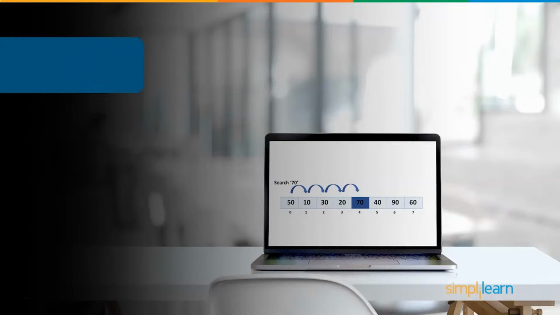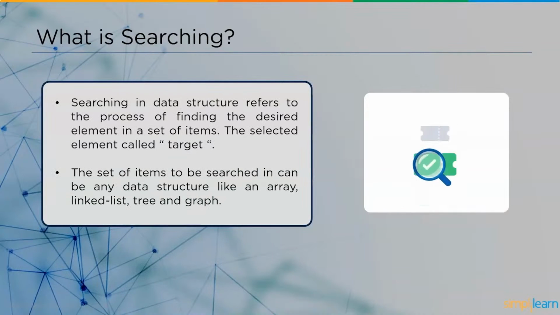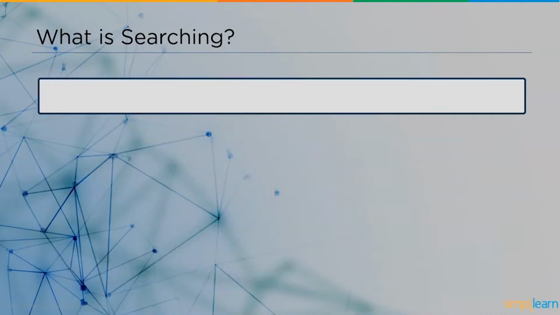Now let us try to understand what exactly is searching. Searching in data structure refers to the process of finding the desired element in a set of items. The selected item is called the target element. Any data structure such as an array, linked list, tree or graph can be used for searching a set of elements. In data structures, searching can be categorized into two types.